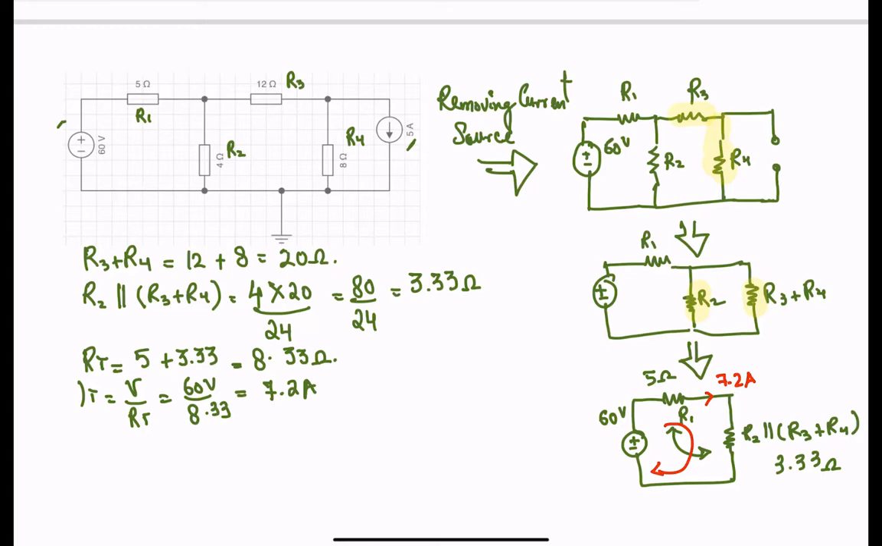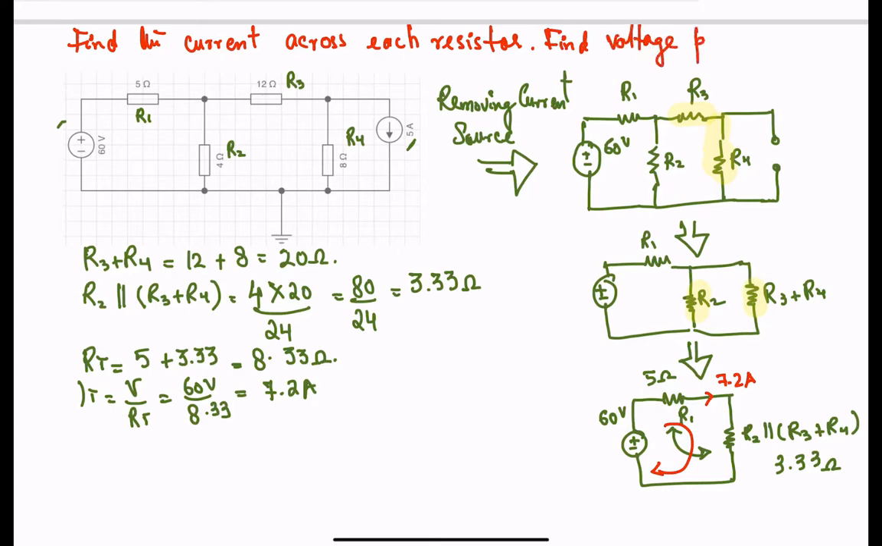Correct? Now also notice that what we are trying to do here is find the current across each resistor using superposition, and also find the voltage potential across nodes A and B.